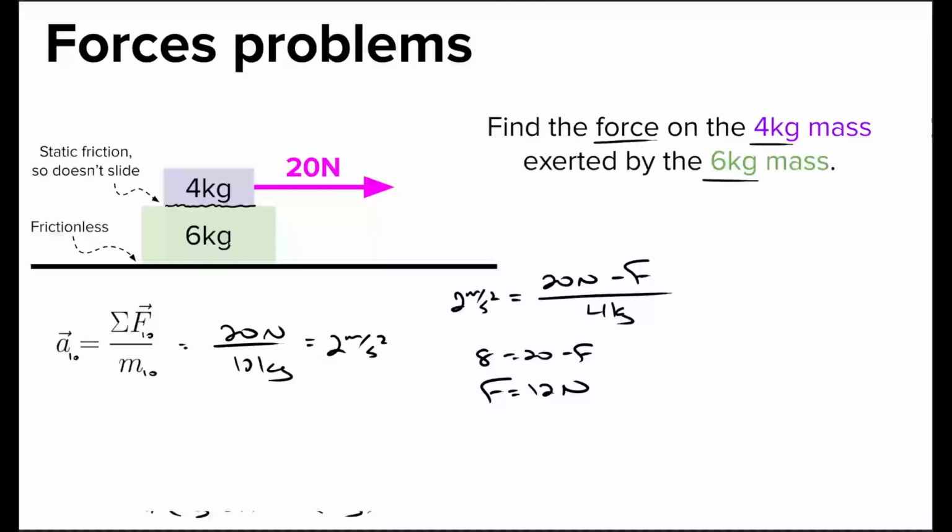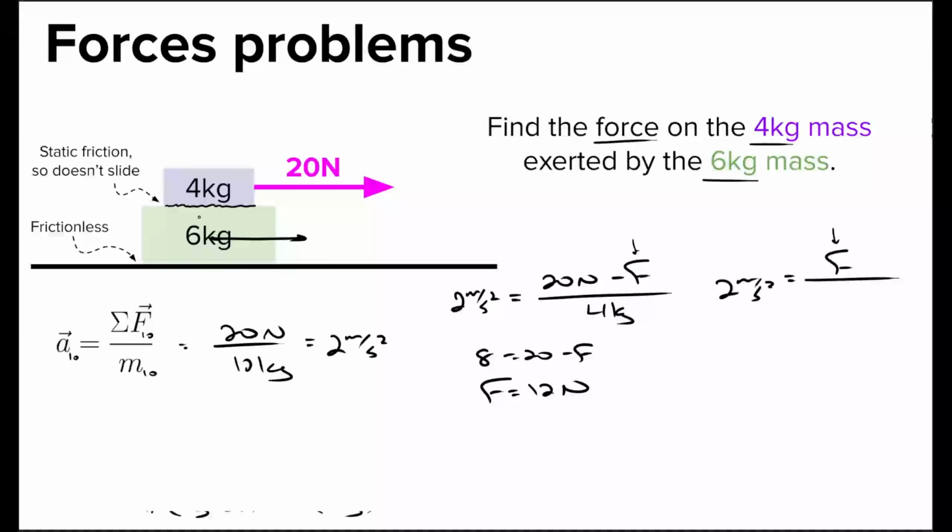What if I had picked the 6? Same thing. I could just be like, okay, fine. 2 meters per second squared, sorry. That's going to be the acceleration of the 6 because everything's accelerating at the same rate. Equals, well, there's only one force on the 6. The 4 is dragging the 6 with it. Some force F. It's going to be equal and opposite to this one.